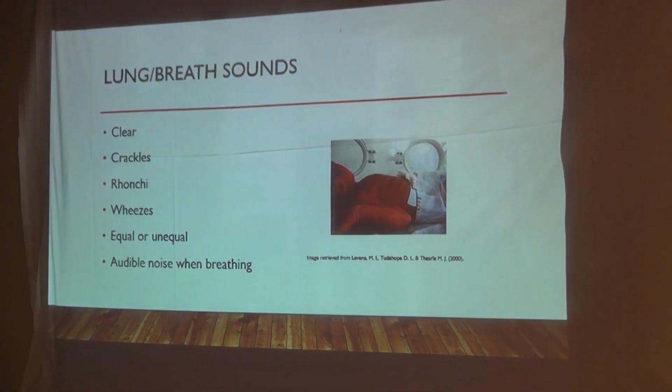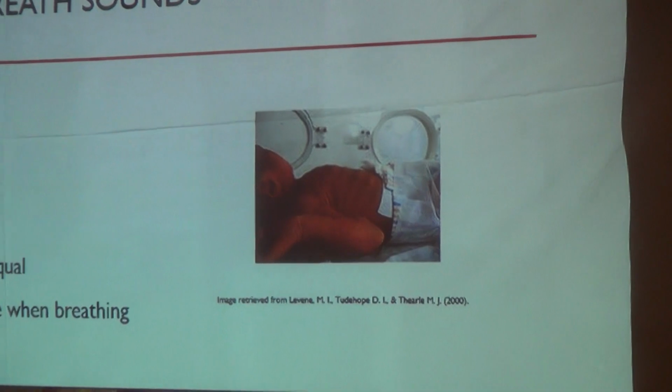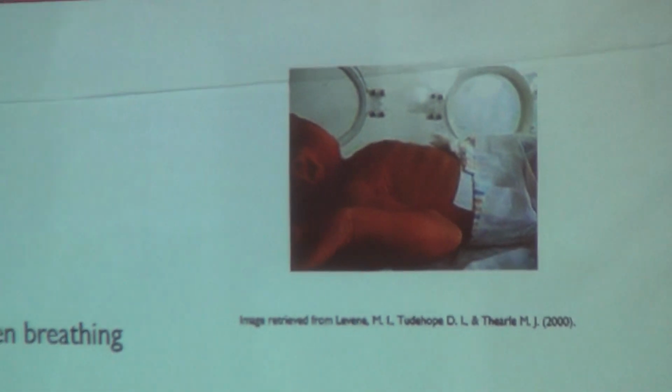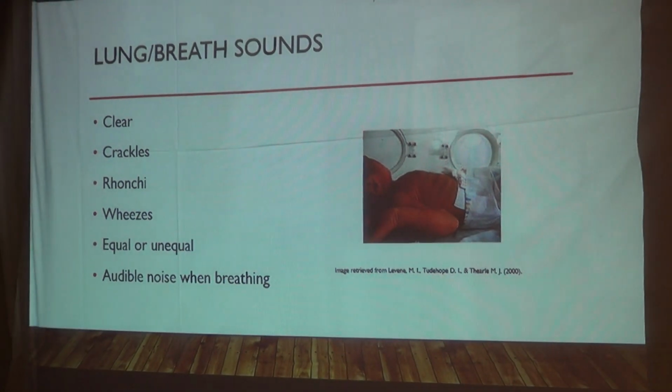So then lung and breath sounds, just to list a few, we have clear, crackles, rhonchi, and wheezes. Breath sounds can be equal or unequal. You can also have audible noise when you're breathing if you're having some respiratory distress. And this picture over here I thought was really good, showing the intercostal retractions. You can basically visualize each of the baby's ribs.